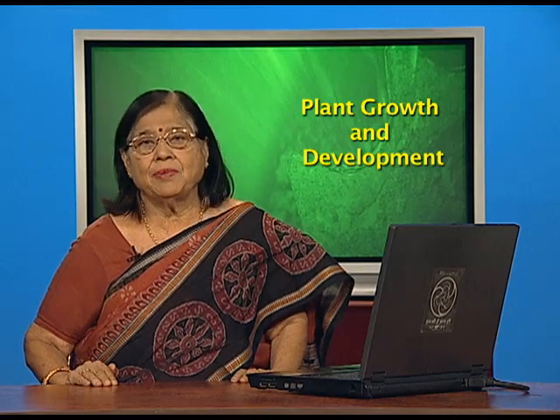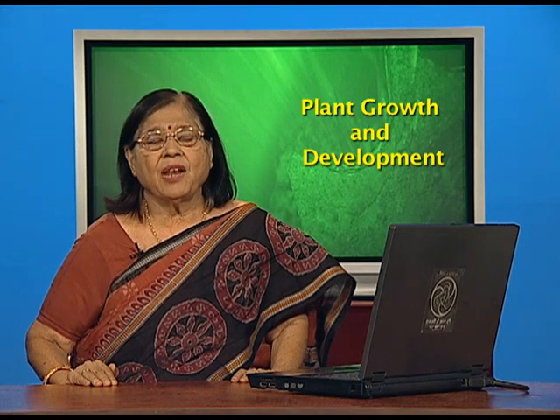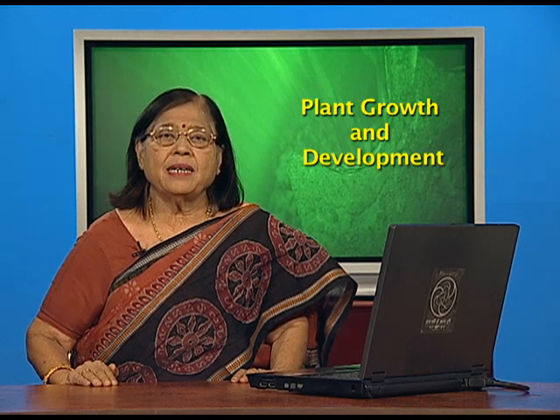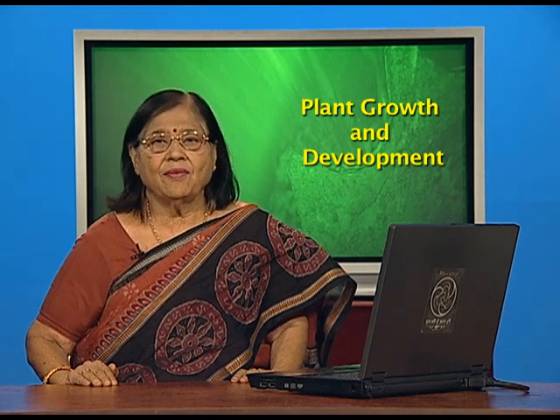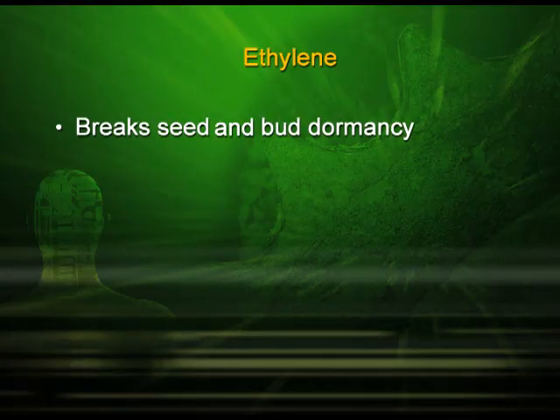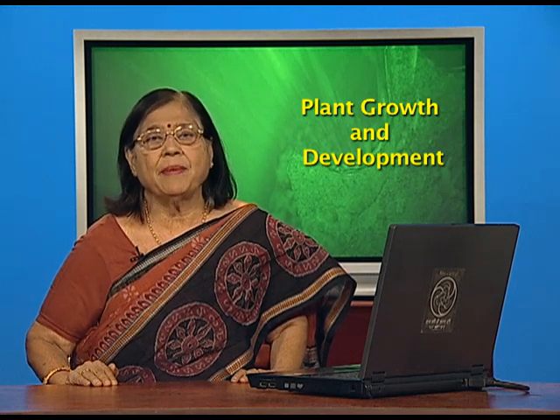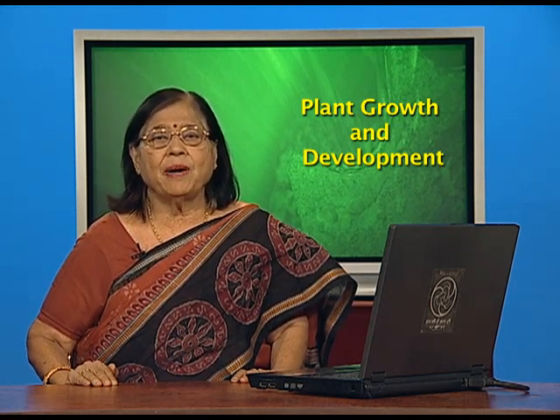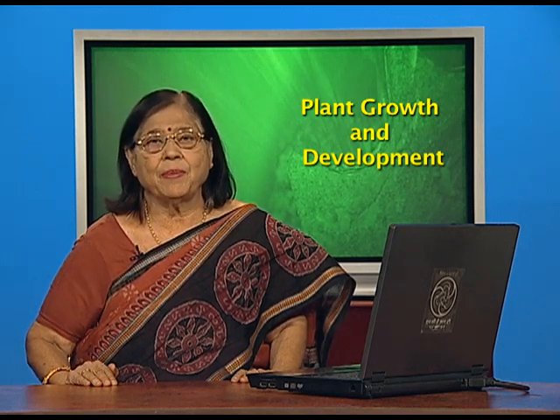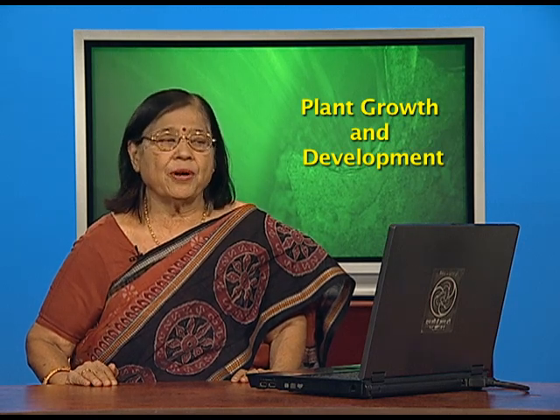Similarly, when a bud comes on the tree, from this bud the flower will come, and from the flower the fruit will come, and from the fruit the seed will come. So, the bud should die, then only the flower will come. So, that dormancy of bud is also broken by ethylene. In other words, if ethylene is not present, then the bud remains a bud, and if the bud is not converted to flower, the future process will not take place, the purpose will not be served. So, ethylene has a very important role at this point.